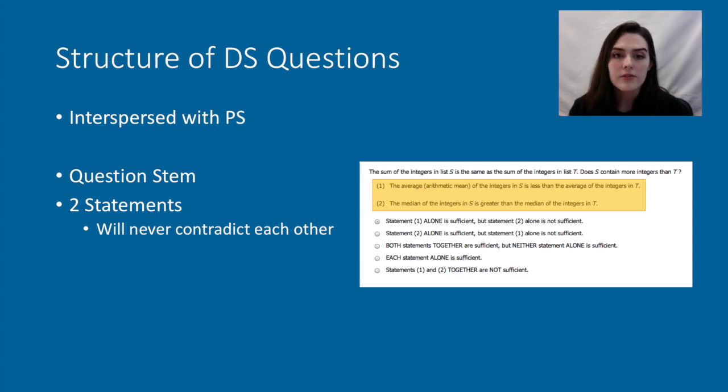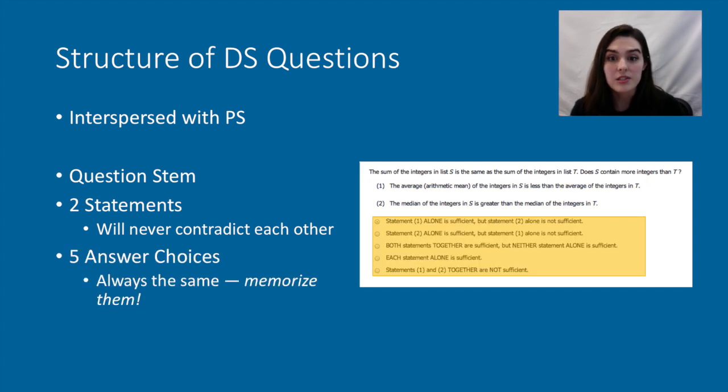Now, the last part of these data sufficiency questions is those answer choices. Now, while the question stem changes and the two statements change, those 5 answer choices will never, ever change. They're always going to be the same, always the same phrasing, and always the same order. So it's a really good idea to memorize these so that if you go, okay, statement 2 is sufficient, but statement 1 is also sufficient, okay, which answer choice is that? You never have to do that. You never have to look for which answer choice is correct. You just know right off the top of your head, oh, that's D. And so you don't have to waste any time with that sort of thing that you can just rote memorize right now.